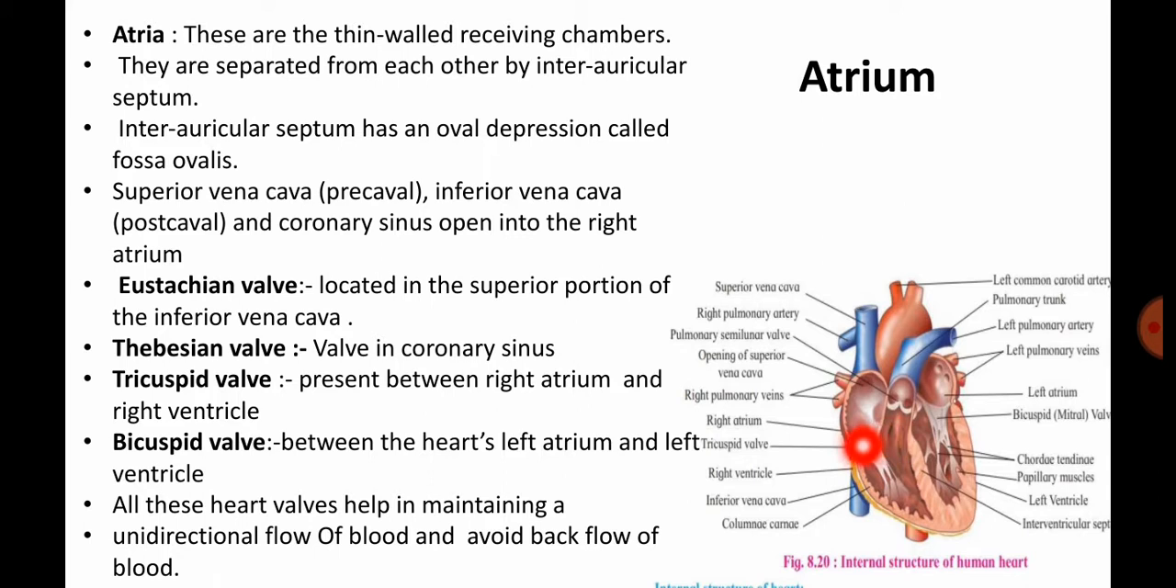The valve present at the inferior vena cava is called the Eustachian valve, and the valve present near the coronary sinus is nothing but the Thebesian valve.